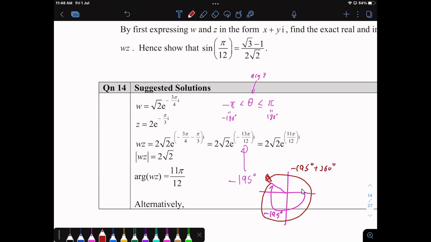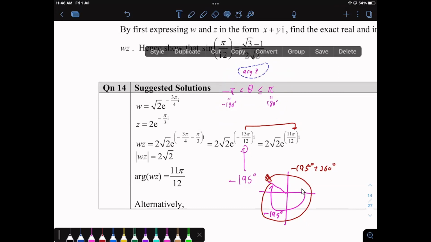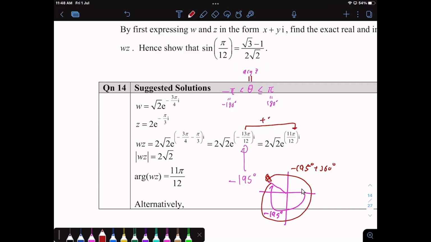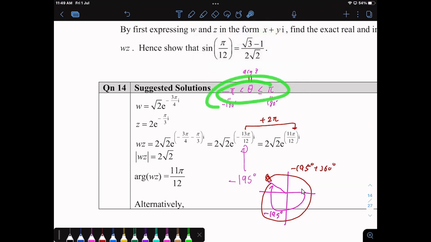But we don't work with degrees in A levels, we work with radians. So it's not negative 195 plus 360, it would be plus 360 in radians, 2 pi. Exactly, it's 2 pi. So you add on 2 pi, then you will get your 11 over 12 pi. Sorry, I forgot to mention that. Quite important: must always keep within the interval negative pi to positive pi. So now we can answer the question properly. 2 root 2 and 11 over 12 pi.